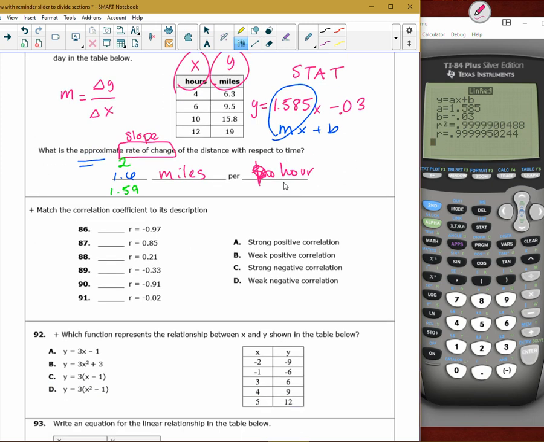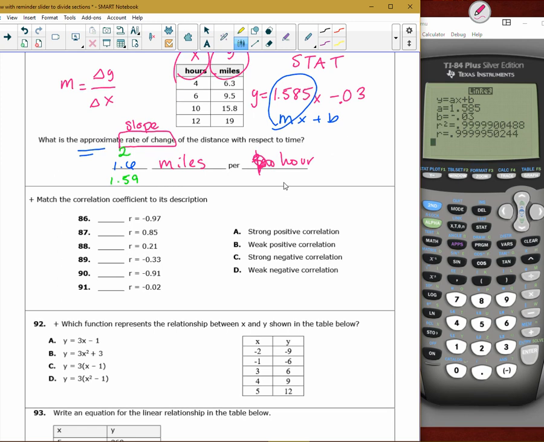Okay, 86 through 91. We're looking at matching the correlation coefficient to its description. So again, this is that little graphic I did on the other page. 0 to either -1 or +1. If it's a -1, it's a negative correlation. If it's a +1, it's a positive correlation. If it's super close to 0, then it's weak. If it's super close to 1 or -1, then it's strong. So I kind of use 0.5 since it's right in the middle to tell me if it's weaker or stronger.